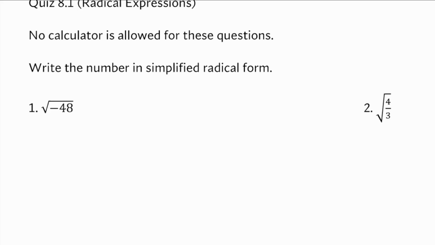Alright, welcome. Let's work Algebra 2 Quiz 8.1. So we're going to write the number in simplified radical form.